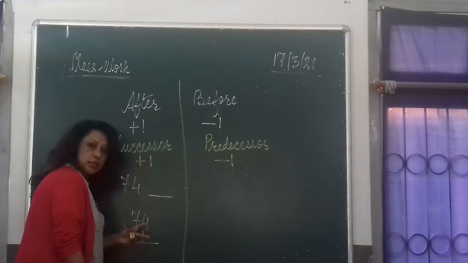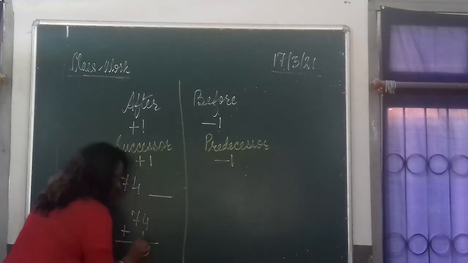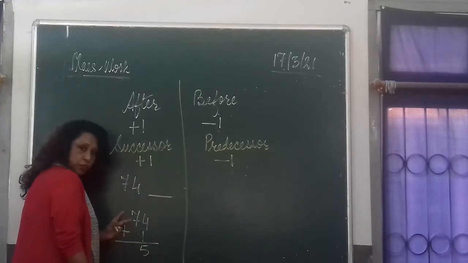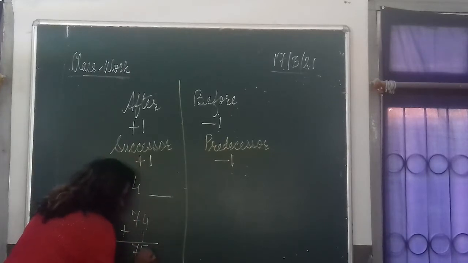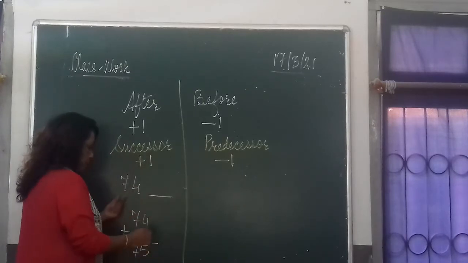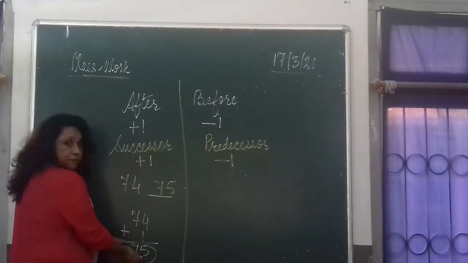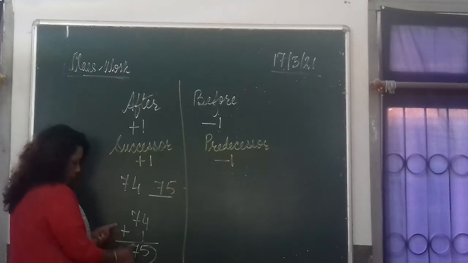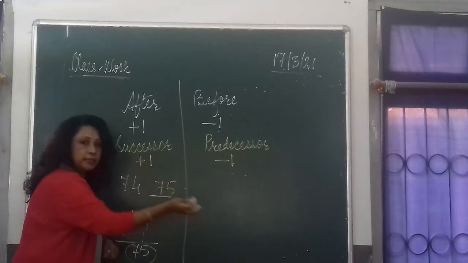You have 4 sweets. Your father gave you 1 more sweet. So how many sweets will you have now? 5 sweets. Now you have 7 sweets with you and nobody gives you any more sweets. So how many sweets will you have now? Nobody gave you, so you will still have 7 sweets, isn't it? So 75. What is the number that comes after 74? It is 75. And how did you get 75? By adding 1. After, you add 1 and then you get the next number.